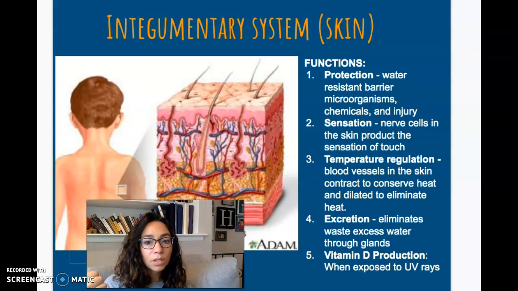Sensation, we've got nerves in our skin that help us to sense things from our environment, helps with temperature regulation, right? You can sweat if you're hot, you can shiver if you're cold. Excretion, gets rid of waste products through glands in our skin, and helps to produce vitamin D when the sun's out.